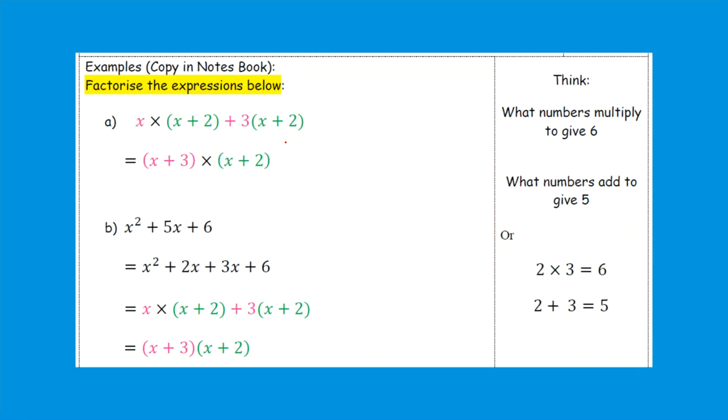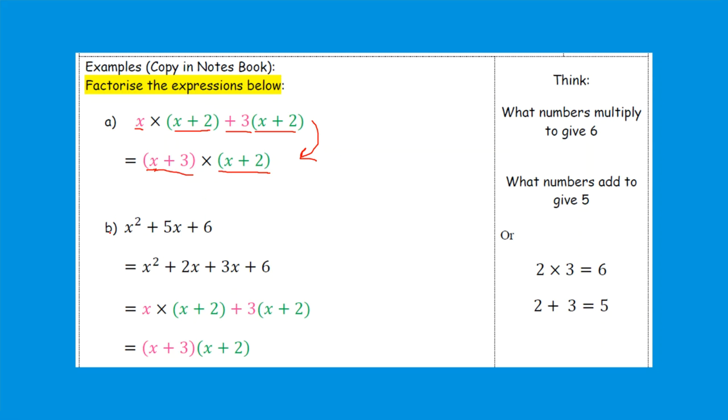The examples today, we go from this step to this one. You can see that x plus 2 is the highest common factor here. And the green parts get multiplied by x and by plus 3. So when we put it into brackets like this, it's factorizing.